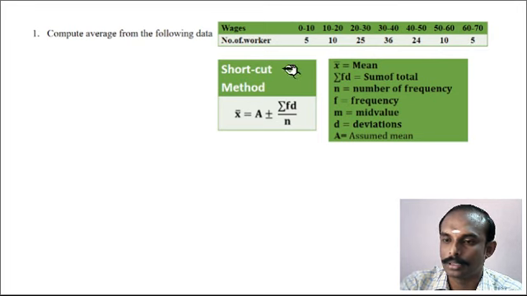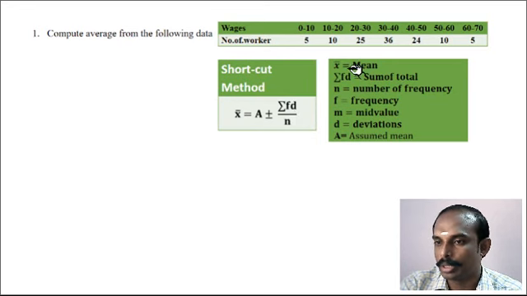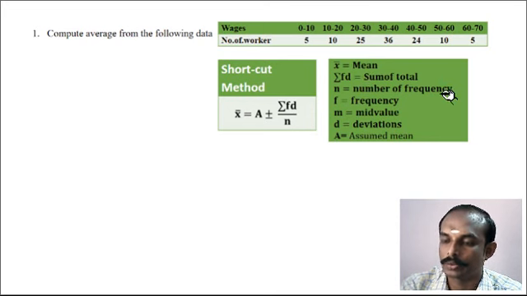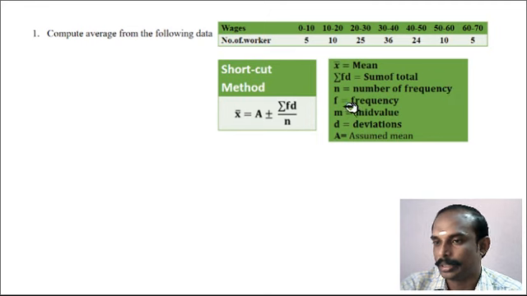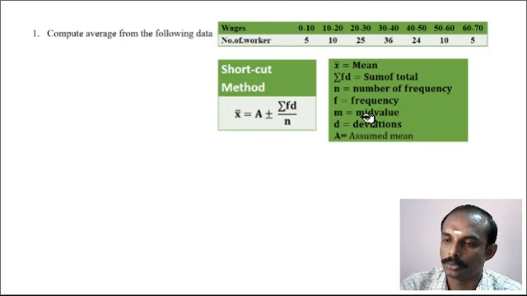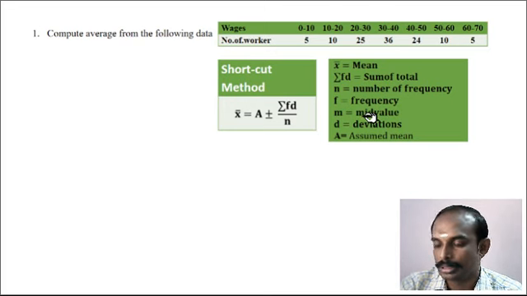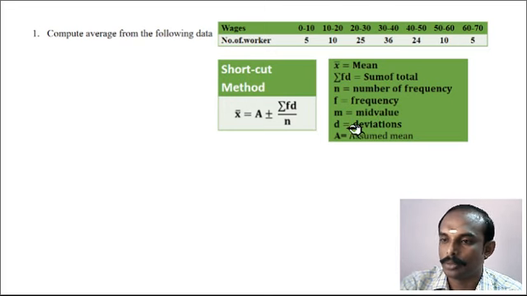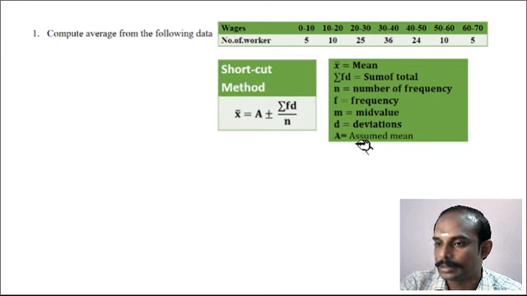The shortcut method formula is x bar equals A plus or minus sum of fd by n. Here x bar is the mean, sum of fd is the sum of the totals, n is the number of frequencies or total number of observations, f is frequency, m is the mid value or midpoint, therefore lower limit plus upper limit divided by 2, d is deviation, so m minus A equals d, and A is the assumed mean.